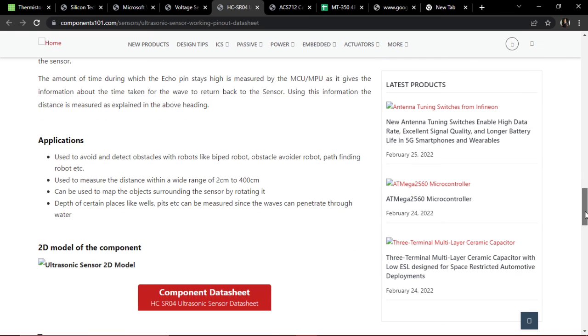Application. It is used to avoid and detect obstacles with robots like bike robot, obstacle avoider robot, path finding robot, etc. Used to measure distance within a wide range from 2 cm to 400 cm. Can be used to map the objects surrounding the sensor by rotating. Depth of certain places like wells, pits, etc. can be measured since the waves can penetrate through water. So, thank you.